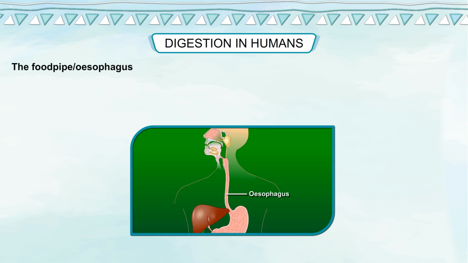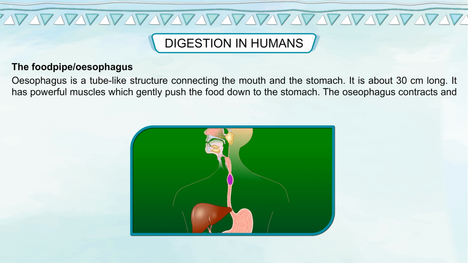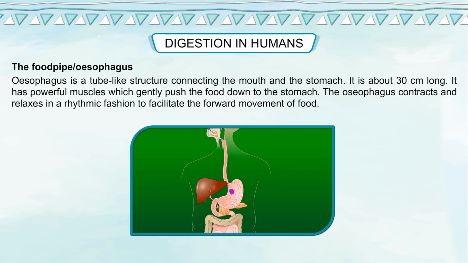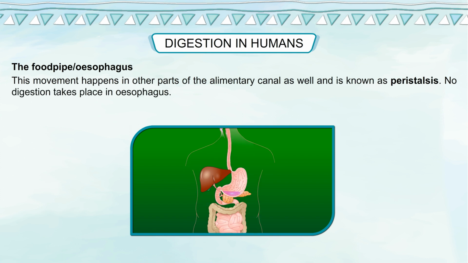The food pipe, or esophagus. Esophagus is a tube-like structure connecting the mouth and the stomach. It is about 30 centimeters long. It has powerful muscles which gently push the food down to the stomach. The esophagus contracts and relaxes in a rhythmic fashion to facilitate the forward movement of food. This movement happens in other parts of the alimentary canal as well and is known as peristalsis. No digestion takes place in the esophagus.